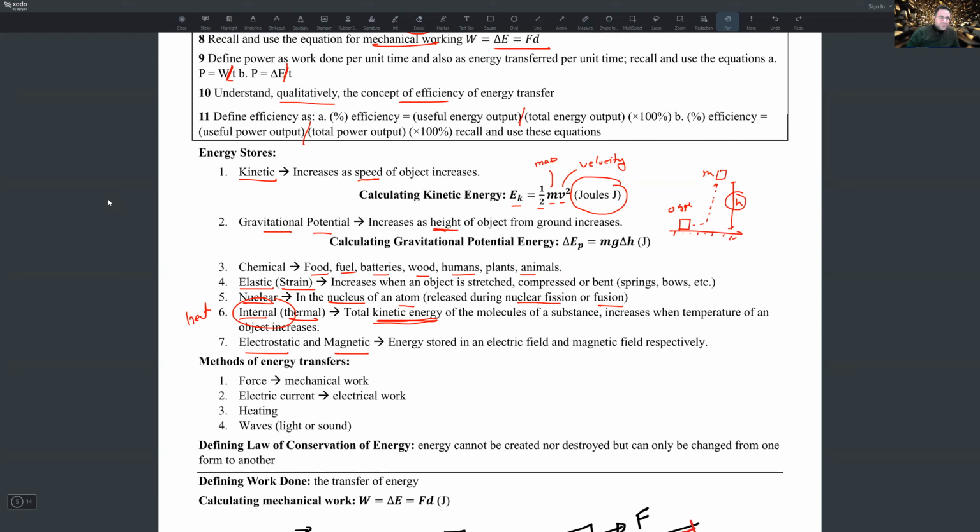Electrostatic is just another way of saying electric. Electric has to do with charges. When charges move in a circuit or a battery pushes a charge, or I have an electric field pushing charges, the energy in that charge is called electrostatic. That's it. And magnetic, what does it mean? Same idea.